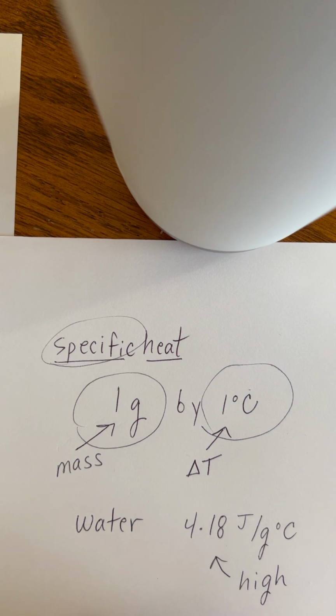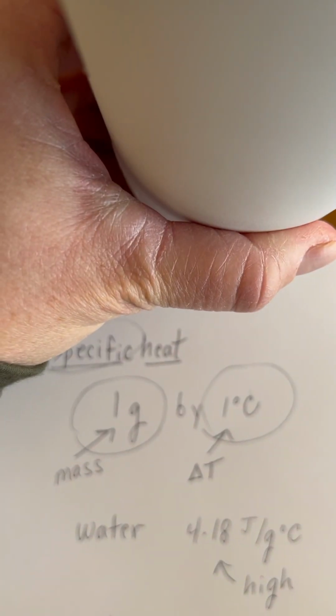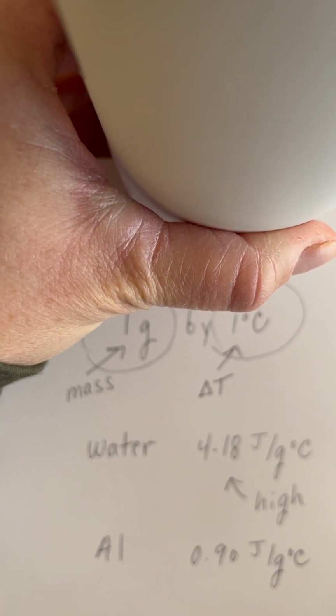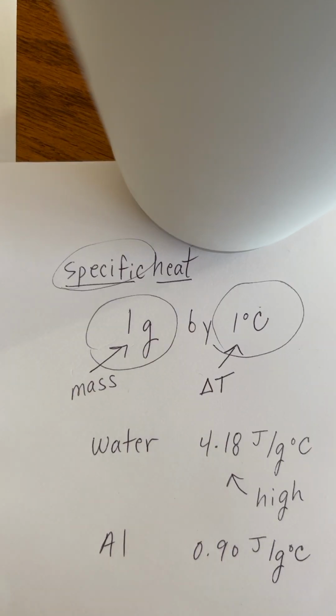Something like aluminum has a much smaller specific heat value, 0.9, just 0.9 joules per gram. That means aluminum's going to heat up really quick. It doesn't take as much energy to raise the temperature of a sample of aluminum. Water has a really, really high specific heat, so it's going to take a lot of energy.